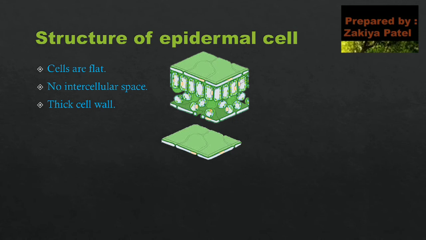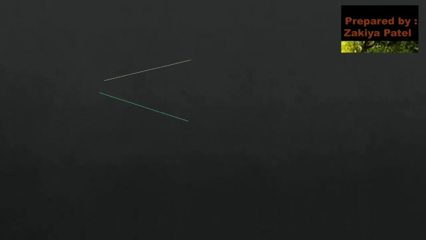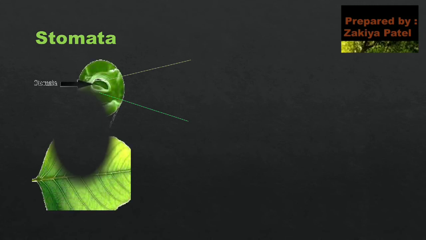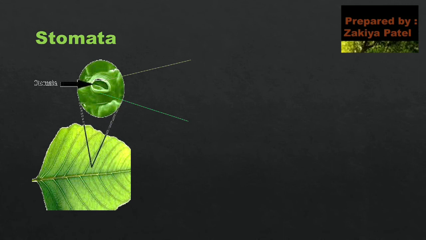For this purpose, the epidermis leaves some pores, some holes in the structure, which are commonly known as stomata. These stomata are mainly present on the leaves. Okay, what are stomata? Stomata are the small openings present in the leaves of the plant.